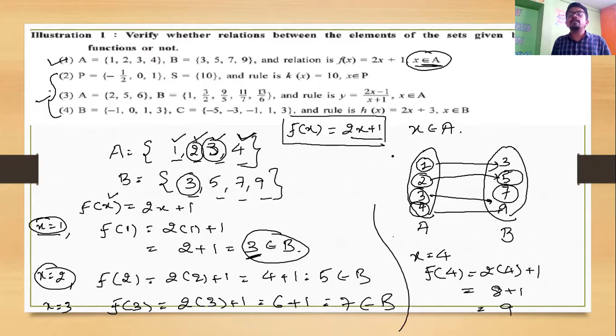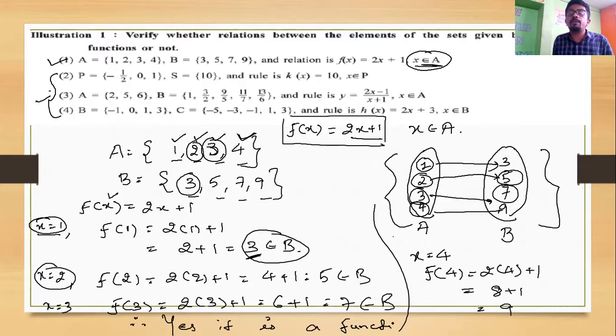So we can see here that each and every element of A is related to an element of B. So yes, in the last part, as a part of the conclusion, we'll write yes, it is a function. What you have to see is that every element of A is related to an element of B. You can take it like this also.